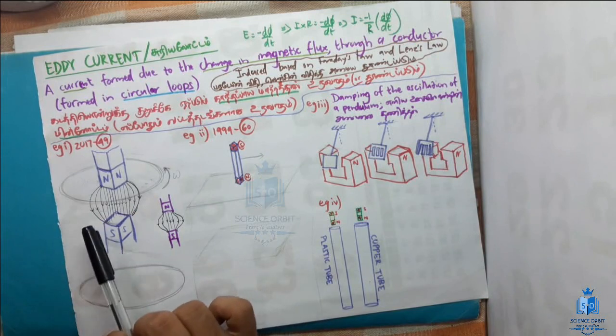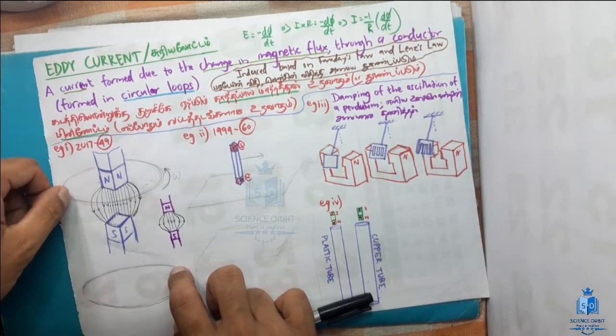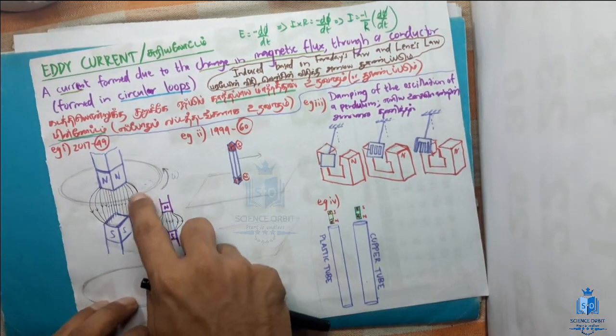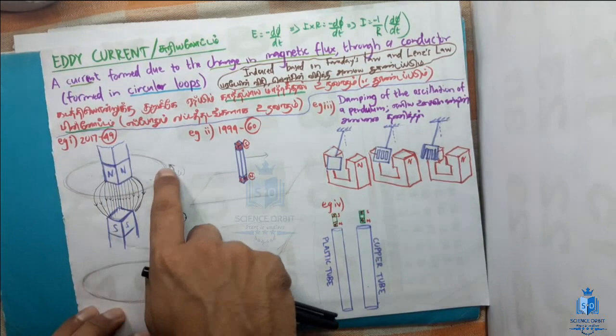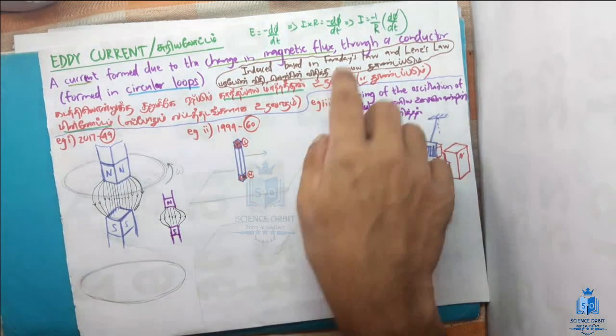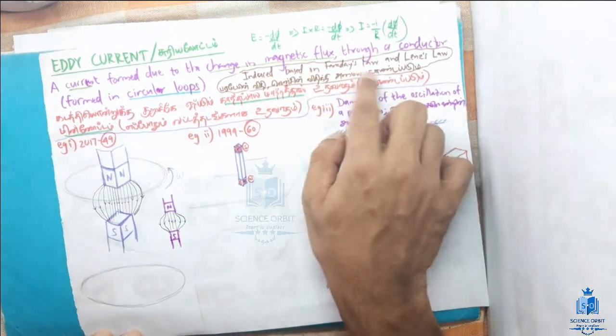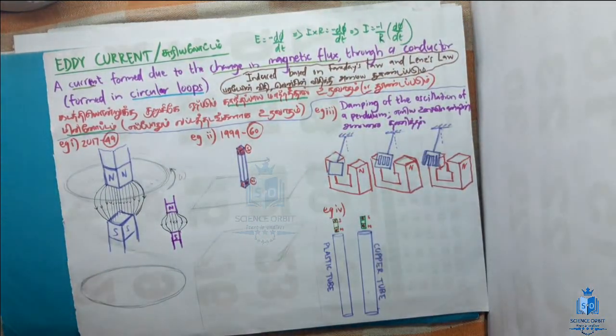So in plain words, this part of the disk is moving into the magnet from outside the magnet. This part of the disk is moving out of the magnet. All right. So what is Lenz's law now? According to Lenz's law, we have learned that the current induced due to electromagnetic induction will always oppose the change. Always oppose the change. Right.